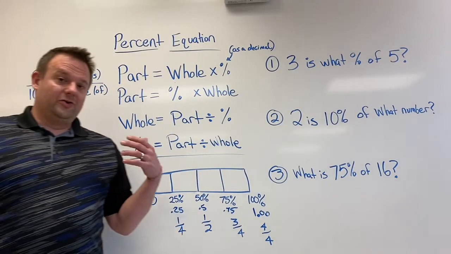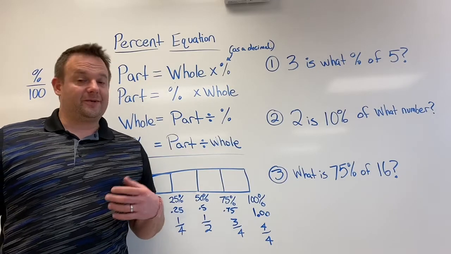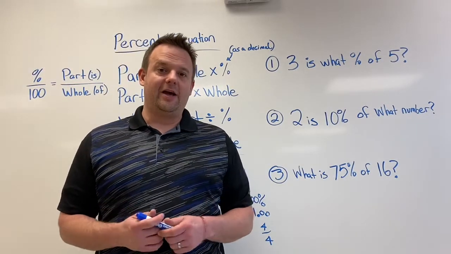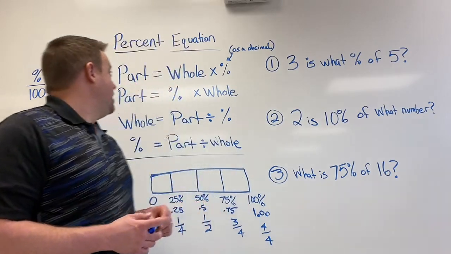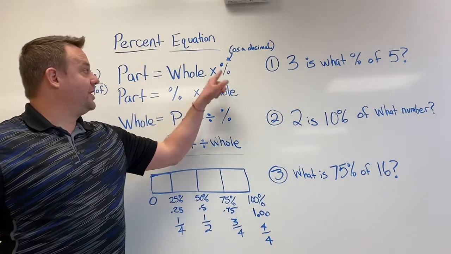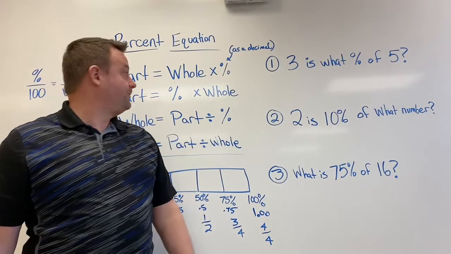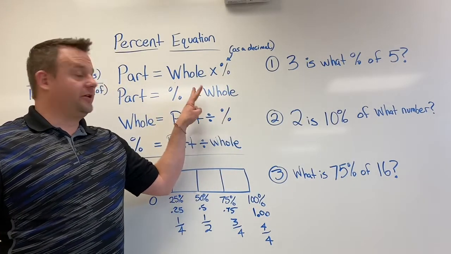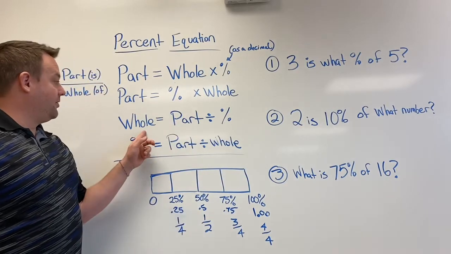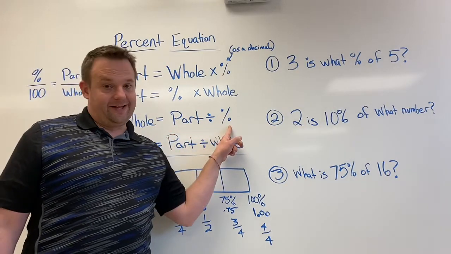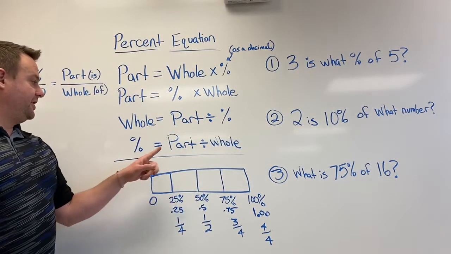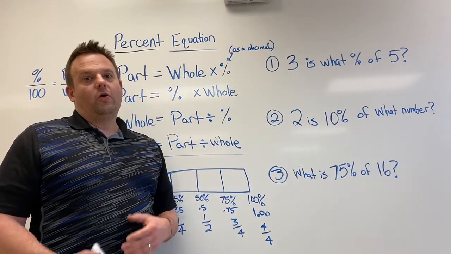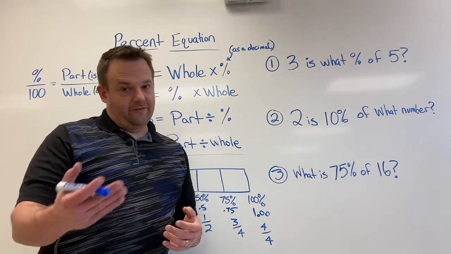So sometimes you're missing the part, sometimes you're missing the whole, and sometimes you're missing the percent. You need to decide what you're missing. If you're missing the part, you do the whole times the percent as a decimal. Or you could do the percent times the whole, commutative property there. If you're missing the whole, you do the part divided by the percent as a decimal. And if you're missing the percent, you do the part divided by the whole. Part divided by whole will equal a decimal, which can be converted to a percent.